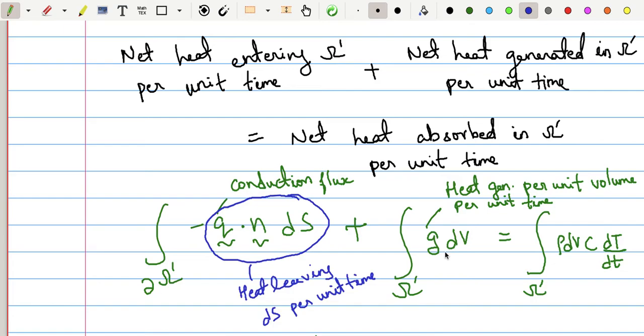Electrical resistance. Fine, electrical resistance is one thing. In mechanics problems, strain energy, viscous dissipation. If it is a fluid, it can be viscous dissipation. If it is a solid, it could be plastic work. When you plastically deform a material, the majority of the work you put in to deform the material gets converted to heat. So for a liquid you have viscous dissipation, for a solid you have plastic dissipation.